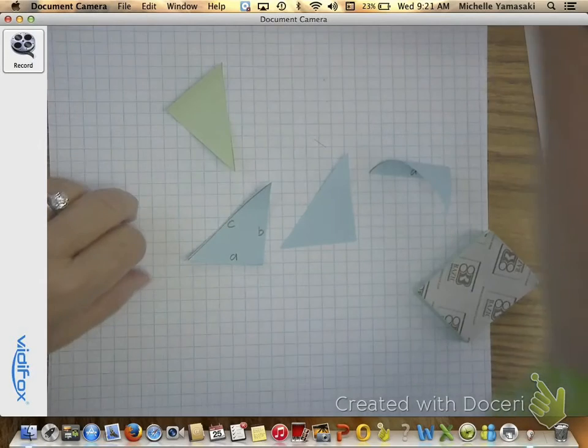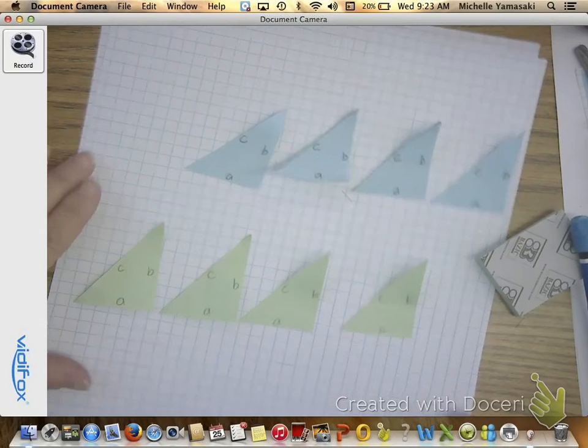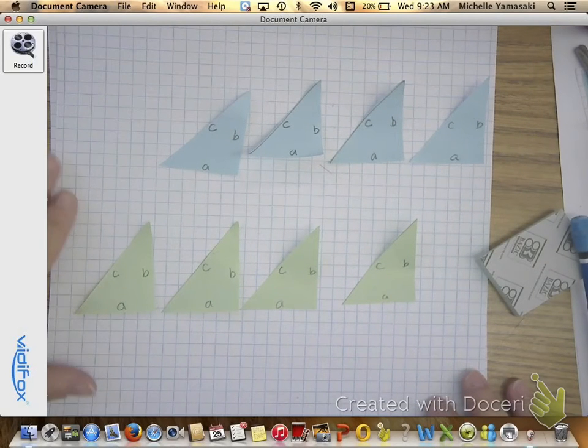Okay, pause the recording and label your triangles. All right, getting started with the next step. Here's what your triangles should look like.